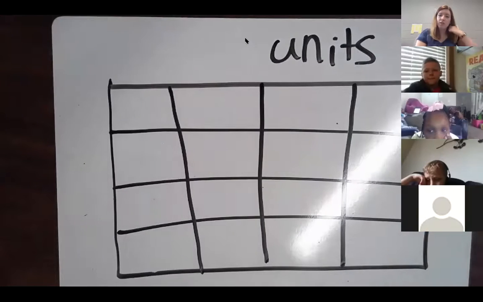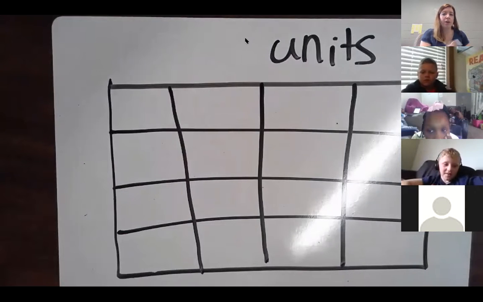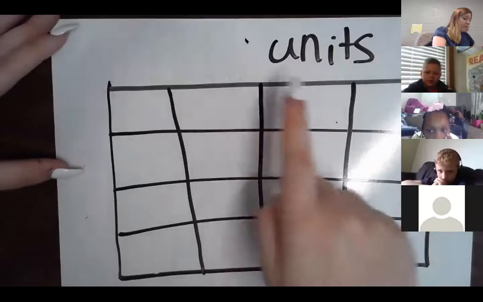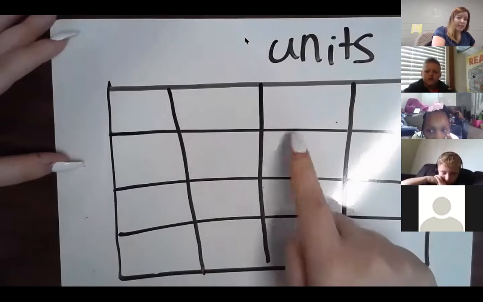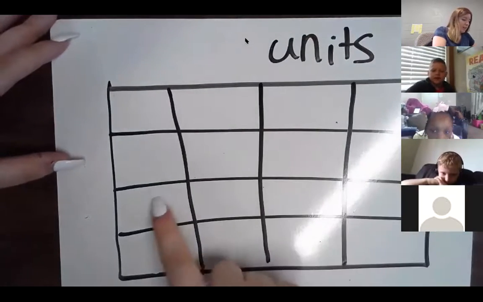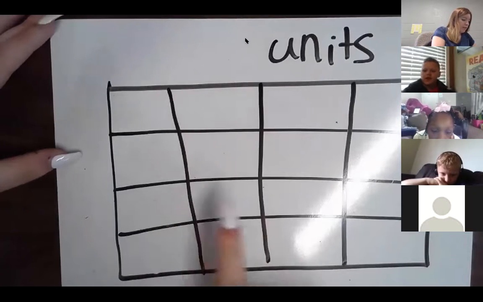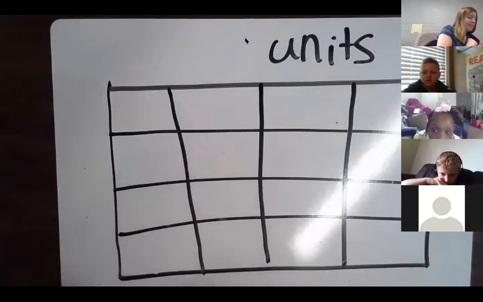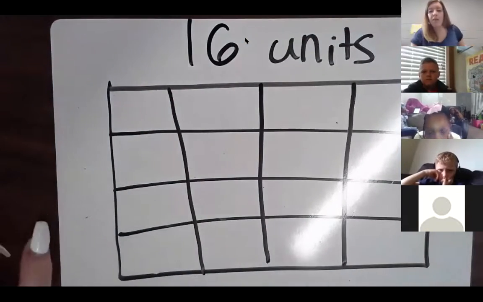Let's go ahead and count. I'm just going to count across. When you do this online, you can use your cursor or you can touch the screen and count. Ready? 1, 2, 3, 4, 5, 6, 7, 8, 9, 10, 11, 12, 13, 14, 15, 16. So I have 16 units in this array.